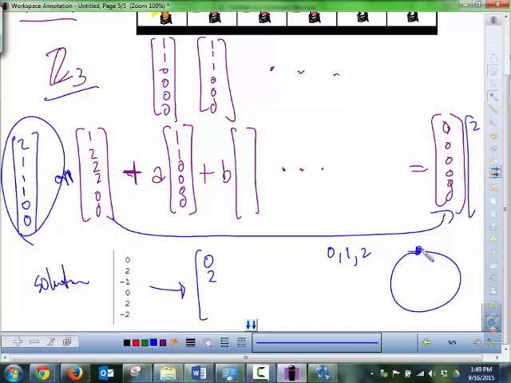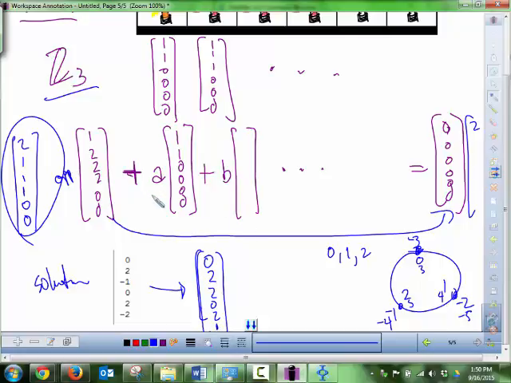We can look at it a couple ways. This is 0, this is 1, this is 2. And then if we go in a clockwise direction, this is 3, this is 4, this is 5, 6, etc. But if you go backwards, this is negative 1, negative 2, negative 3, negative 4, negative 5, etc. Right? So when I'm looking at negative 1, that's actually 2. So this is 0, I have 2. When I'm looking at negative 2, that's actually positive 1.